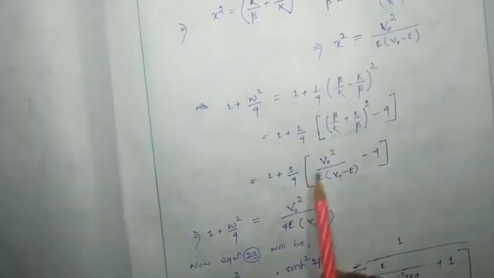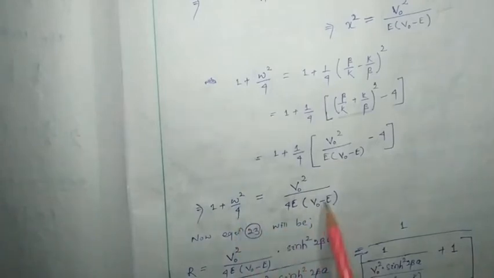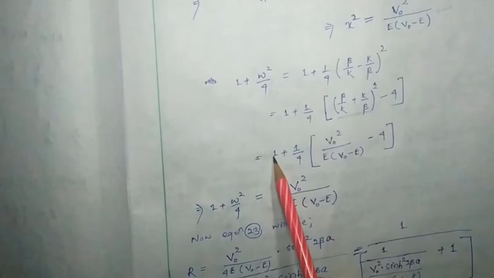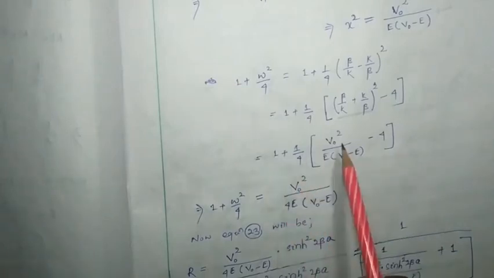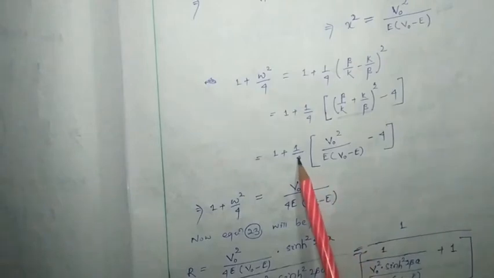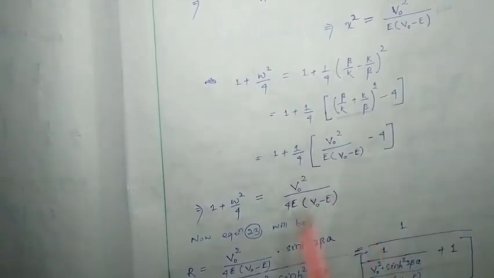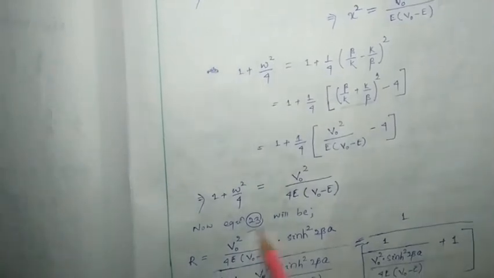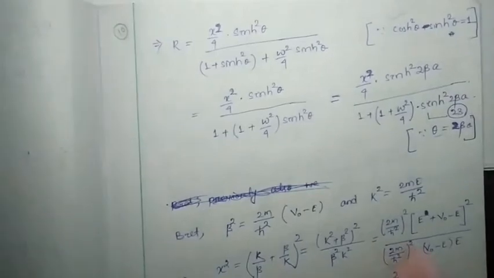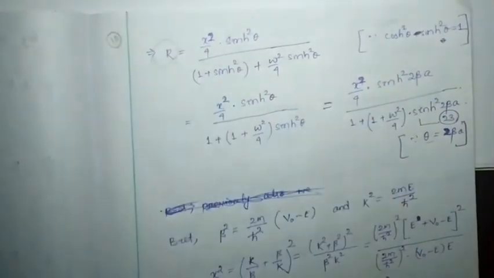So it implies that 1 plus omega square by 4 will be equal to, here see, 4 got cancelled, so it will be minus 1 plus 1, 0. We got v0 square whole divided by 4 into e into (v0 minus e). Okay, now equation number 23 is this one. This is the value of R, the reflection coefficient.